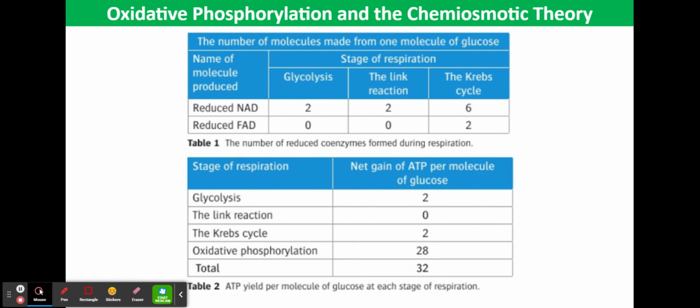This theoretical yield is rarely achieved, and the actual yield may be closer to 30 molecules of ATP per molecule of glucose, or even less, because some ATP is used to actively transport pyruvate into the mitochondria. Some ATP is used in a shuttle system that transports reduced NAD made during glycolysis into the mitochondria, and some protons may leak out through the outer mitochondrial membrane.